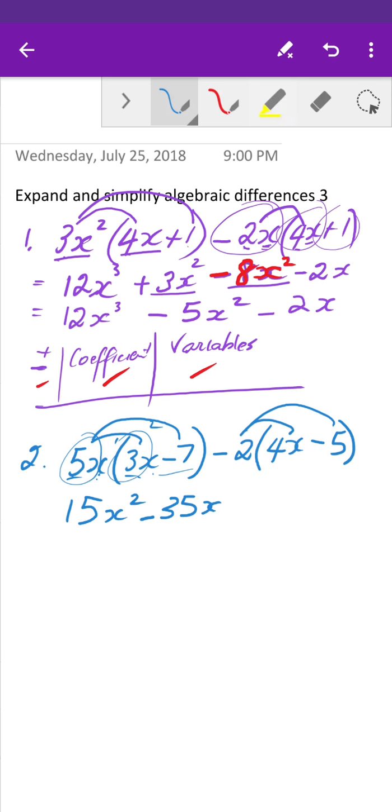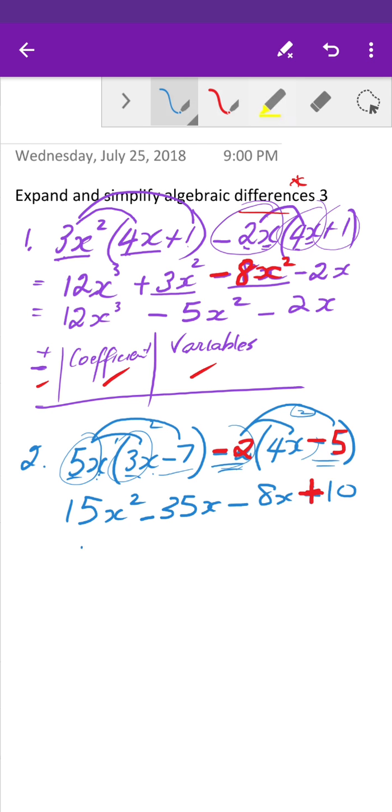Now we've got this to expand, so negative times a positive is a negative. Negative 2 times 4x is 8x. And finally a negative times a negative for this last one here is a positive. 2 5s are 10, and that's the last one. A lot of errors happen on this one because people forget to see that that's a negative 2 times a negative 5, and negative 2 times negative 5 is a positive 10. So this is where the mistakes can happen, which is why we're dealing with algebraic differences.